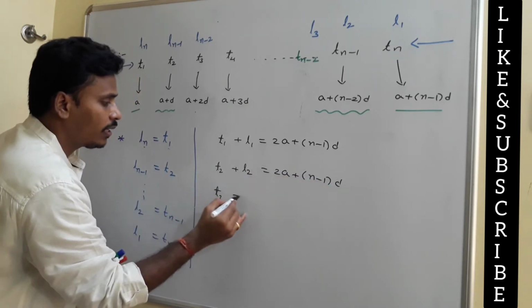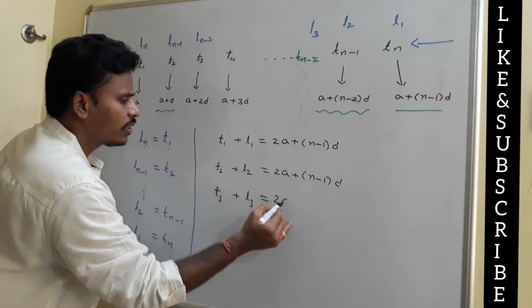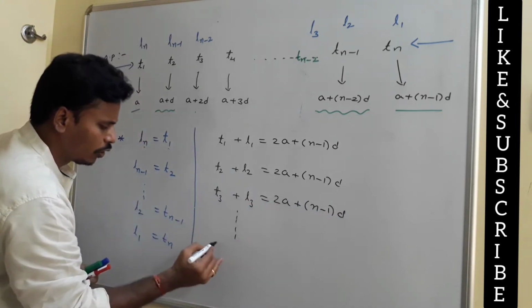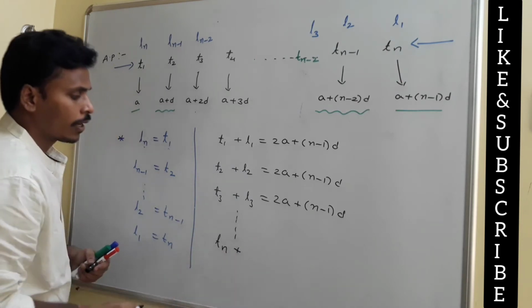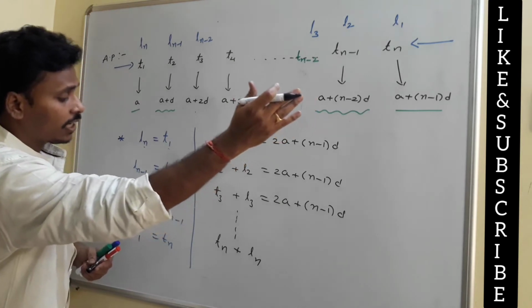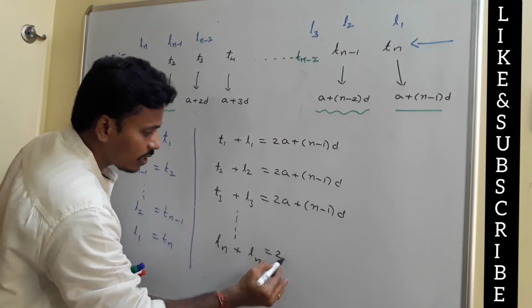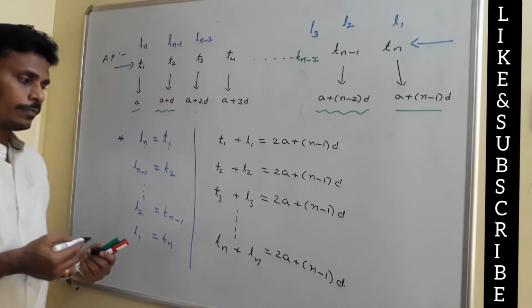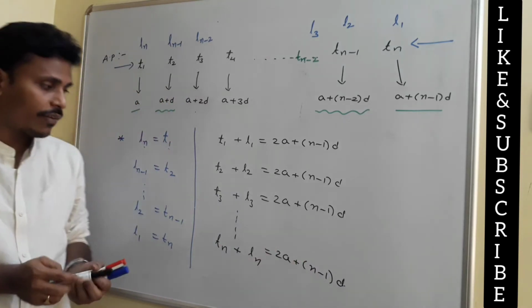And again T3 plus L3 is equal to 2a plus (n minus 1) into d. Like that you need to continue. Tn plus Ln: Tn is the nth term from the end, Ln is the nth term from the start. Again all these are equal to 2a plus (n minus 1) into d. Is it clear? I think everything is clear.